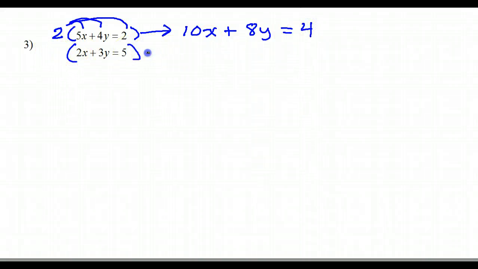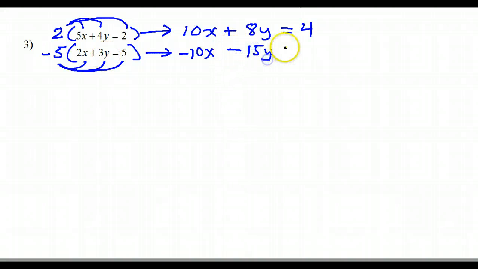Down here, I need opposites. So this is 10, so I need a -10x here. So that's why I'm going to multiply this by -5. And again, I'm doing the distributive property. So that will make -10x, and then -15y, and then -25. A lot of students will forget to multiply the constant at the end and just do the variable terms. Don't forget, when you multiply, you must also multiply by the constant.